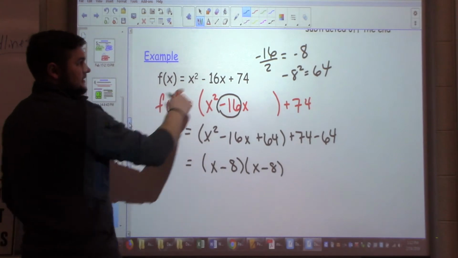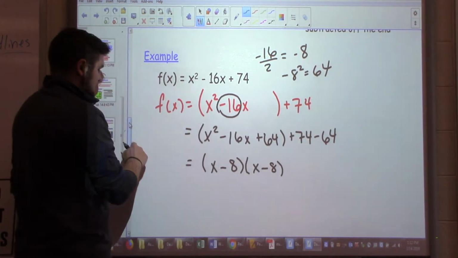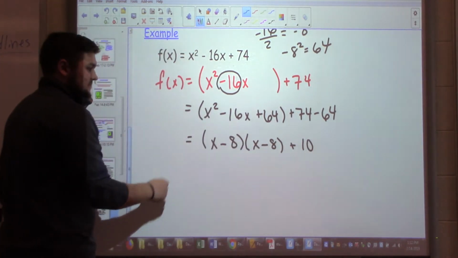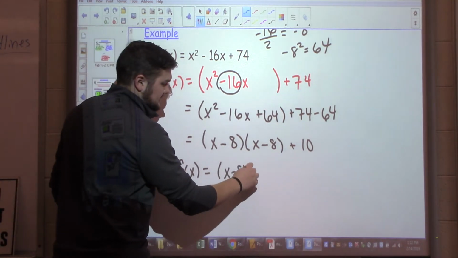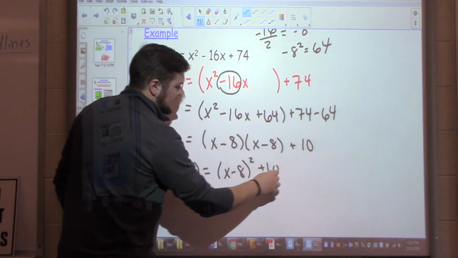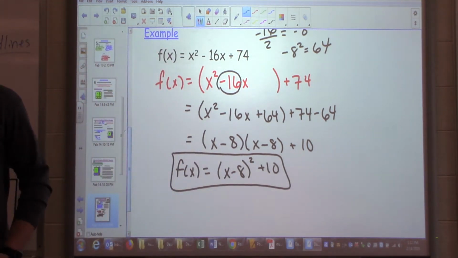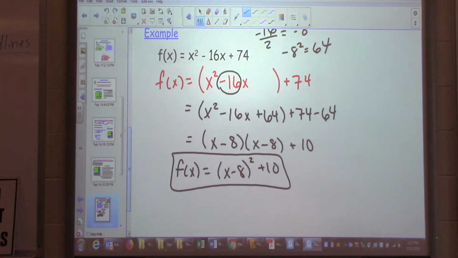Notice, when I divide it by 2, I got negative 8. It's the same thing here. X minus 8 plus 10. So the last thing I need to do is write my function as an answer, as a solution, x minus 8 squared plus 10 in vertex form. So going from standard form to vertex form, we're completing the square. A little bit more difficult. Okay? Are there any questions about that?